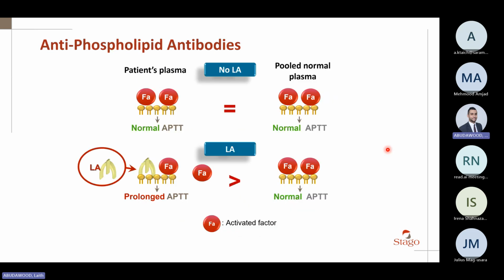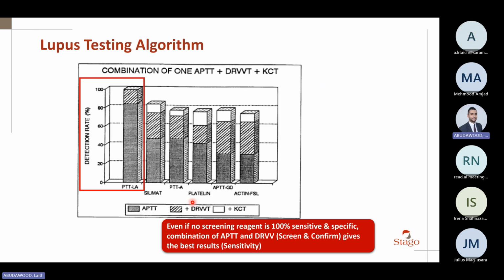So what can interfere with this process? As we said, if you have lupus anticoagulant antibodies, they will sit in the place of coagulation factors on the surface of negatively charged phospholipids, which means lupus will cause a prolongation in the clotting assay or in the clotting time. Okay, so this is a quick review. And we stopped at this slide last time.